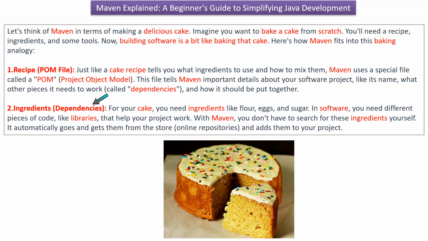Second point is ingredients, which is equivalent to dependencies. For your cake, you need ingredients like flour, eggs, and sugar. In software, you need different pieces of code like libraries that help your project work. With Maven, you don't have to search for these ingredients yourself. Ingredients is nothing but dependencies in Maven. It automatically goes and gets them from the online repositories and adds them to your project. These dependencies are mentioned in the pom.xml file.